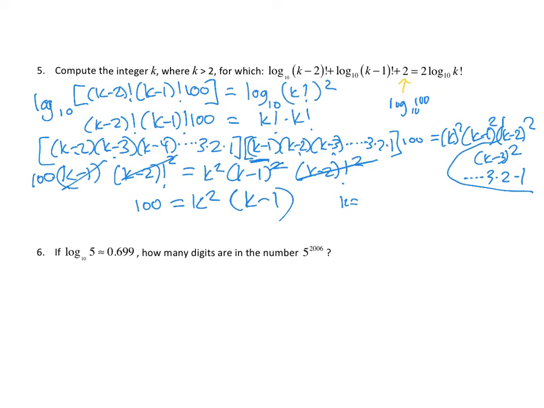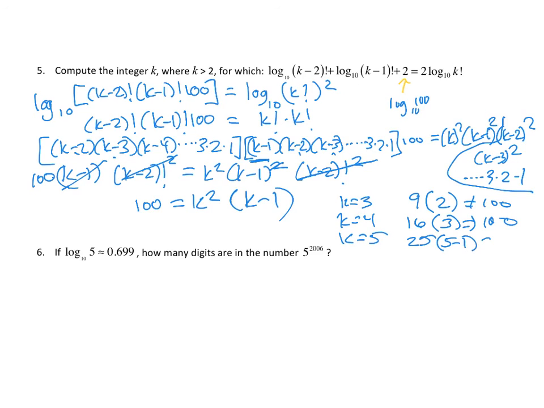If k equals 3, I'd have 3 squared times 3 minus 1, which is 2, which doesn't equal 100. If k is 4, I've got 4 squared times 4 minus 1, which is 3, which doesn't equal 100. If k is 5, I've got 25 times 5 minus 1, which, bingo, equals 100. So k equals 5. There we go.